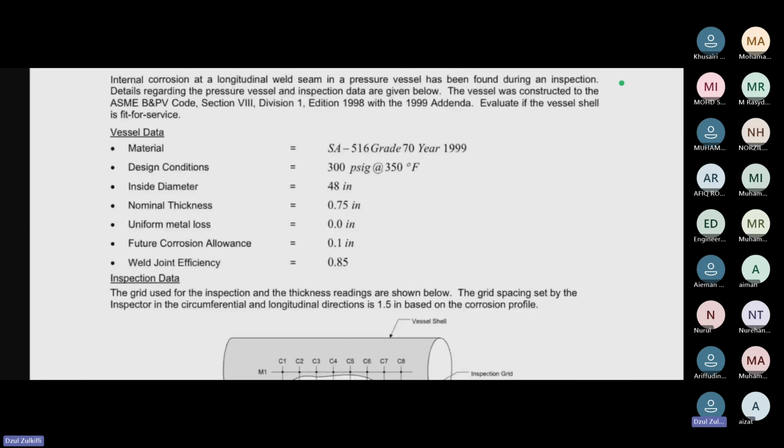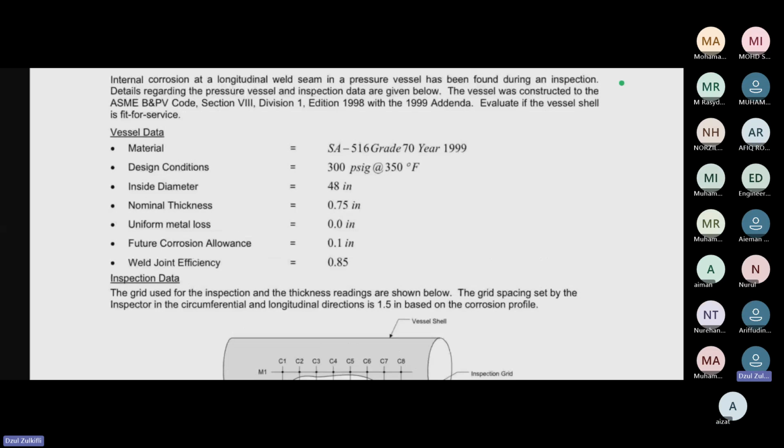So we have the material that the vessel is made for, design condition, ID, nominal thickness, all of this. Okay. So let us walk through this one by one. Okay. So let us start with material.